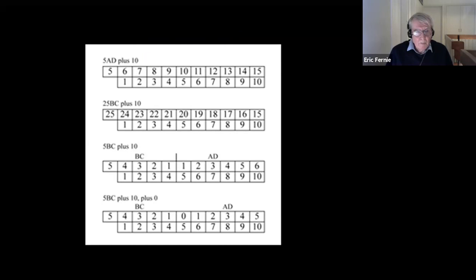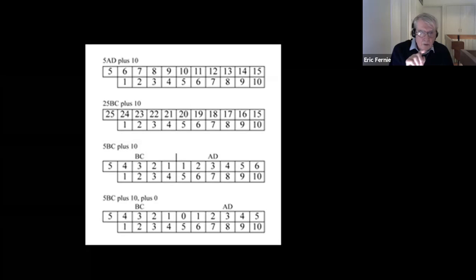And if you then get to the bottom one, that's 5 BC plus 10, including a year zero between 1 BC and 1 AD. So that gives a clear indication of what you might call the first part of what du Sautoy is saying. And it's clearly correct. Placing the zero there does correct counting across the divide.